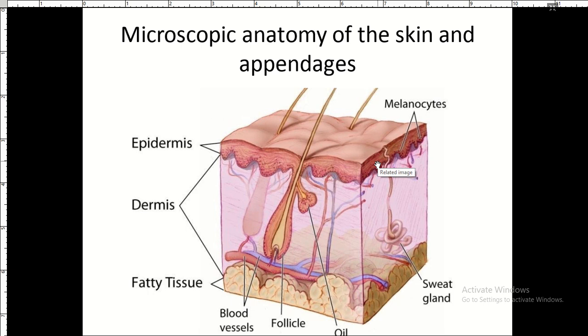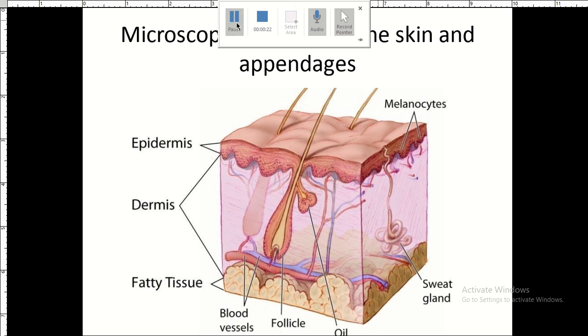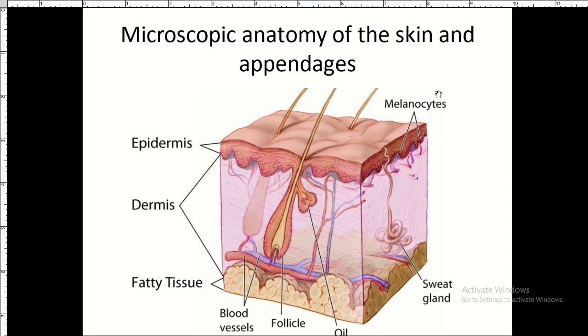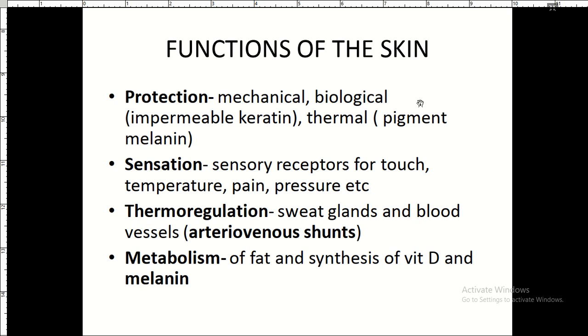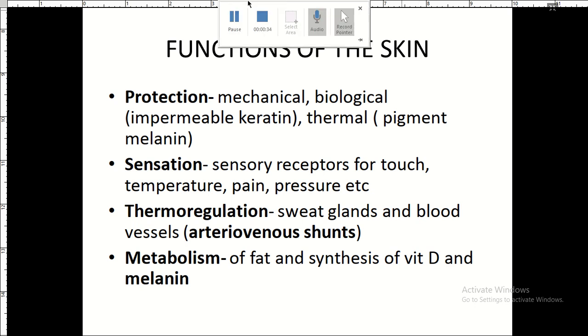Now, let us talk about the histology of the skin and the appendages. The skin is very fascinating because it's the largest organ of the body, about 16% of total body weight, and it is involved in a lot of functions. Let's take a look at the functions of the skin.